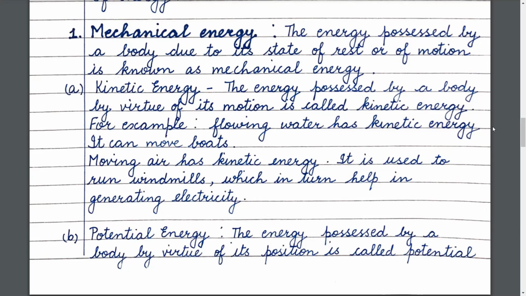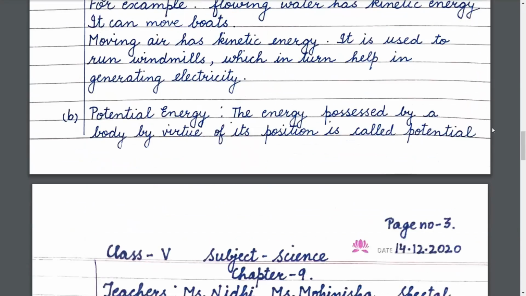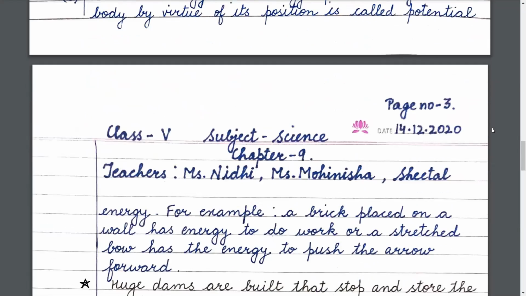Next type of mechanical energy is potential energy. The energy possessed by a body by virtue of its position is called potential energy. For example, a brick placed on a wall has energy to do work, or a stretched bow has the energy to push the arrow forward.